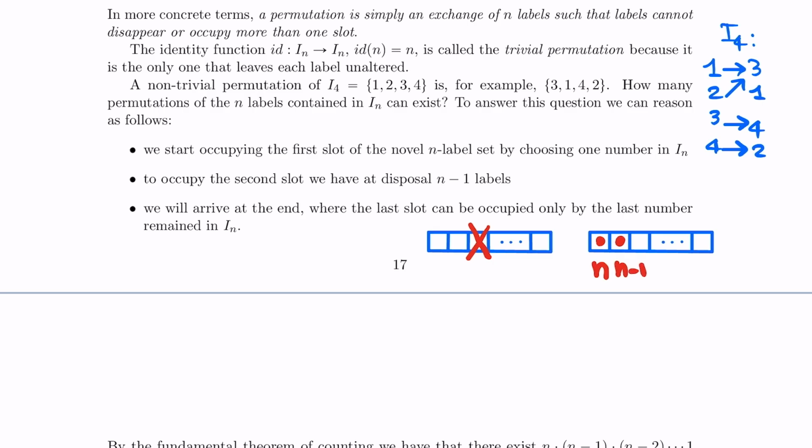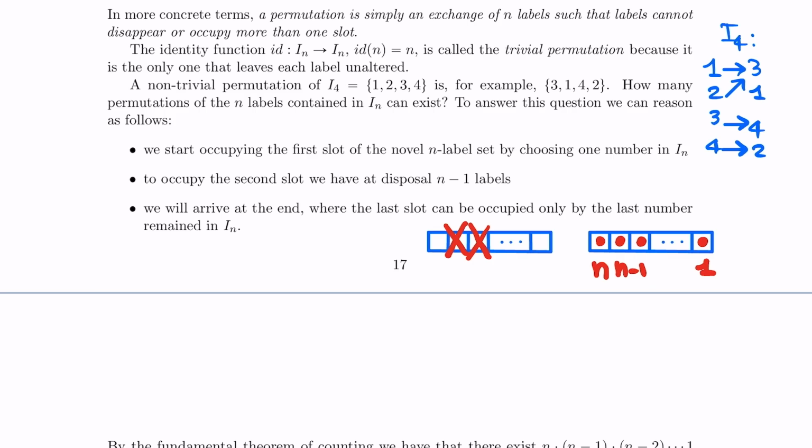Since we have selected one label, for example this one here, to place it into this slot, we have to remove it from the initial set of labels. Now you have understood the game. The third slot can be occupied with n-2 choices, etc., until we arrive to the last slot that can be occupied only with one choice. So what did we do?